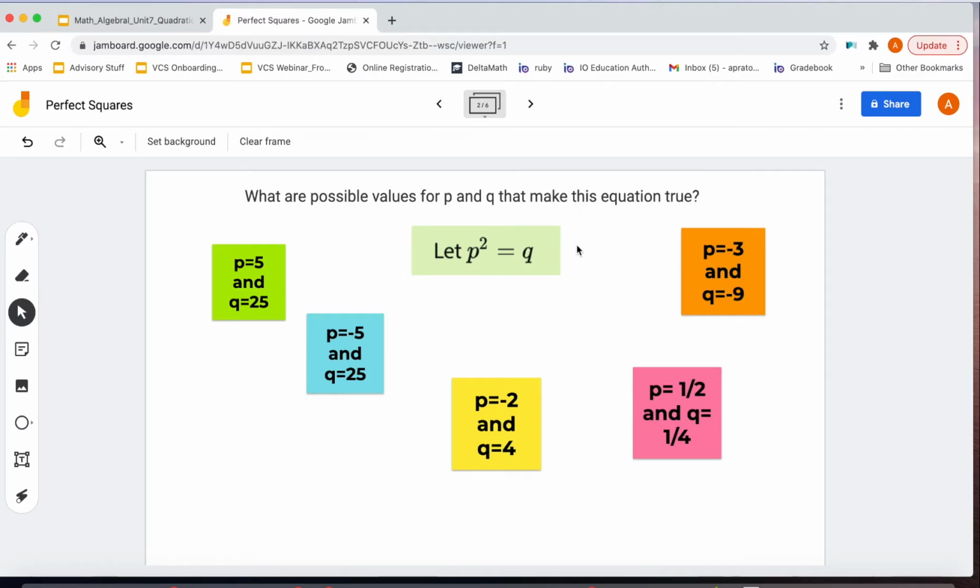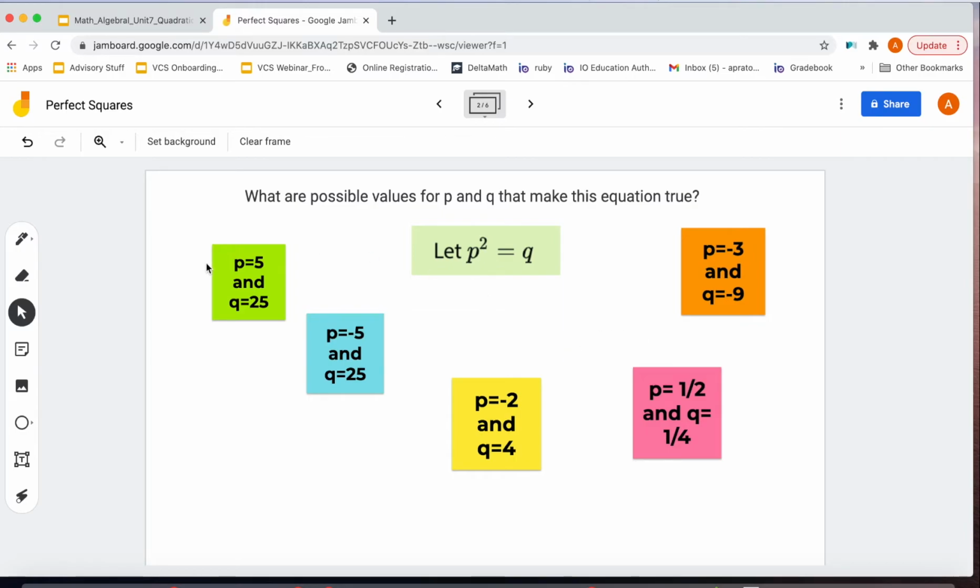And so we have students writing p equals -2 and q equals 4. P equals 1/2 and q equals 1/4. Interesting. So when we square a fraction, what happens to the answer? It becomes smaller. Interesting. Let's look over here.